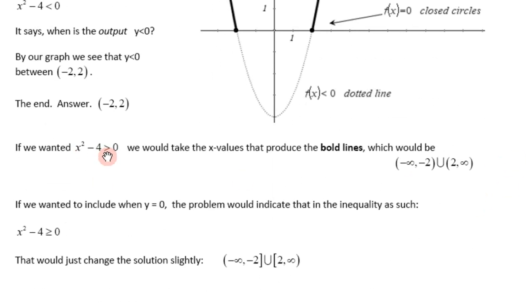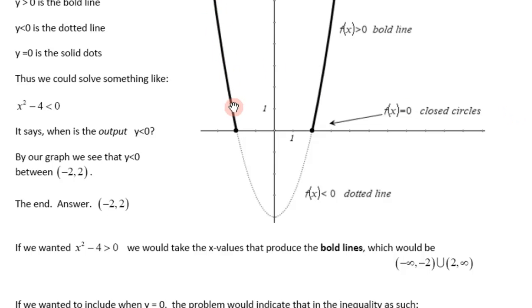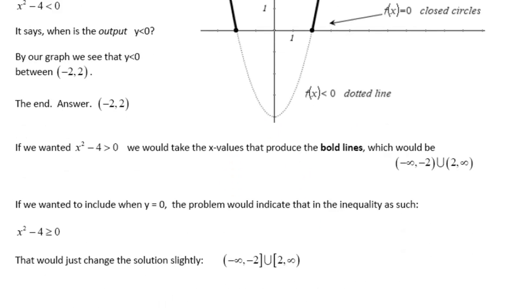If we want it to be greater than 0, so look, I just switched the sign from less than to greater than, then we look at the bold lines, because the bold lines are the y values that are greater than 0. All these y values that make this portion right here are greater than 0. So now we'd split it up. We'd say all the x values from -infinity to -2, which is right here, unioned with 2 to +infinity, right here, make these y values greater than 0. So that would be the answer to this graph, the greater than. Basically the outsides are the greater than and the inside is the less than in this case.